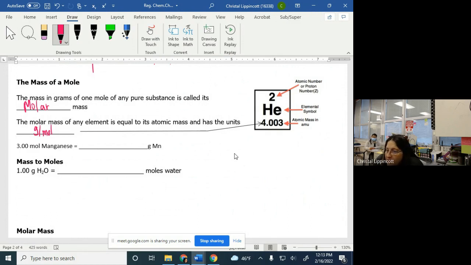3 moles of manganese, then, if you look up manganese on the periodic table, manganese is 54.9. So 54.9 times 3 is going to give me my mass for 3 moles of manganese. Okay, so that's 164.7 grams for every 3 moles. So if I needed 3 moles of this, I could just go back and measure that out on my balance, and I've got it.